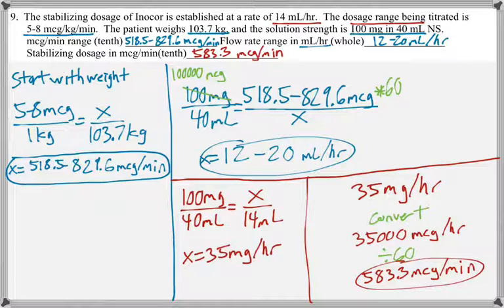Also, when checking over your answers, it should be consistent. So the 14 mLs per hour, that lies between 12 and 20, but it is closer to the 12. And the 583.3, that lies within this range, but it's closer to the 518.5. So it should be consistent. And then, again, the last check is, did you use the solution strength twice? And we did.